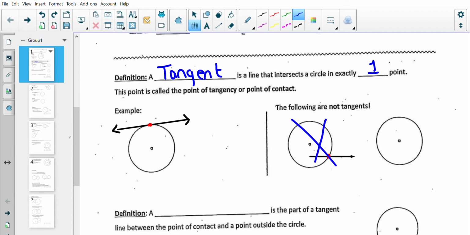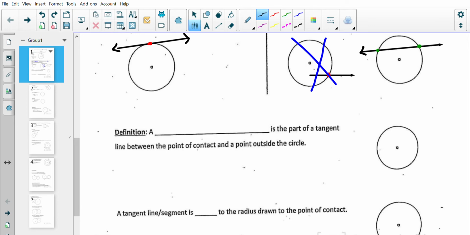Okay, another example of what's not a tangent. Obviously something like this is not a tangent because we are touching in two points, so these are not tangents.